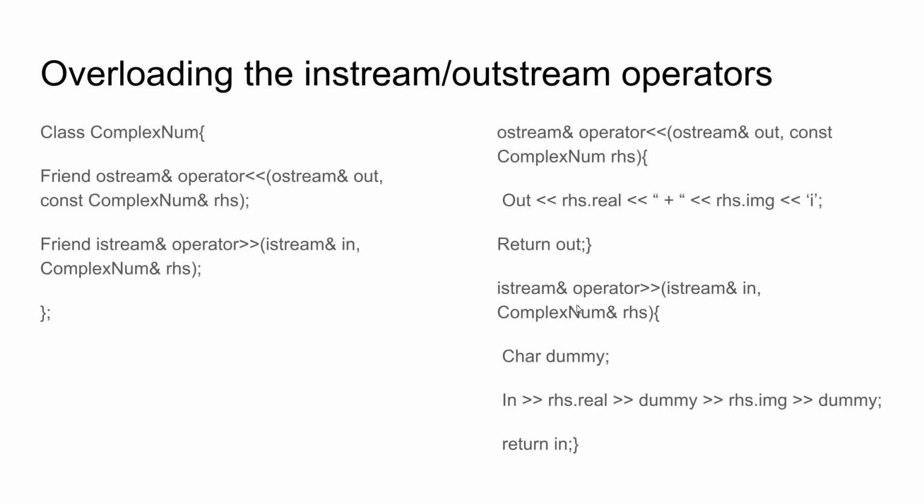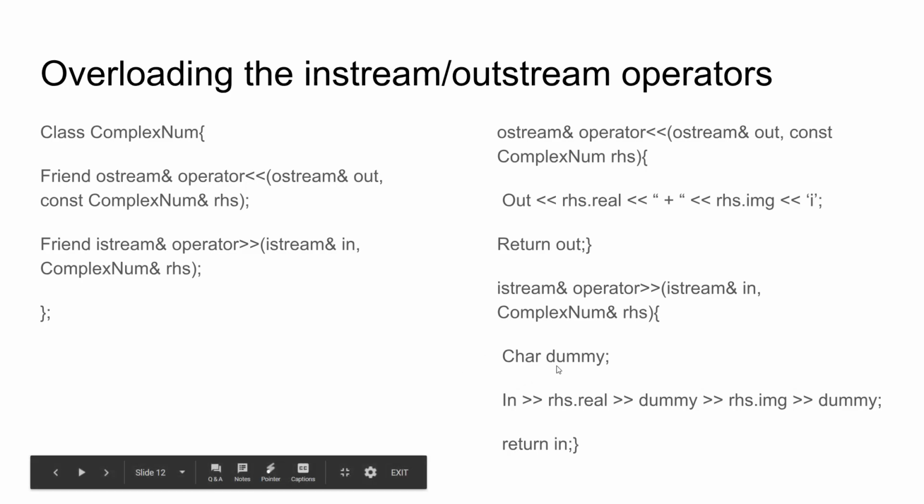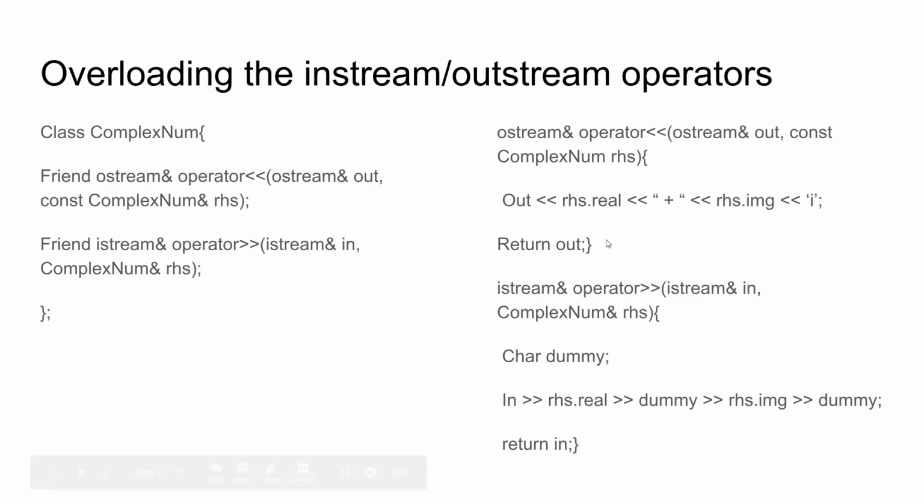If I was trying to read in, and I assumed that my input was going to be some number plus some other number, I have a couple of dummy variables to capture those additional characters. So I read the values in, and I discard the dummies into these variables here, so that I'm actually able to read the values. And then again, I return in. Any questions on the outstream or instream operators?